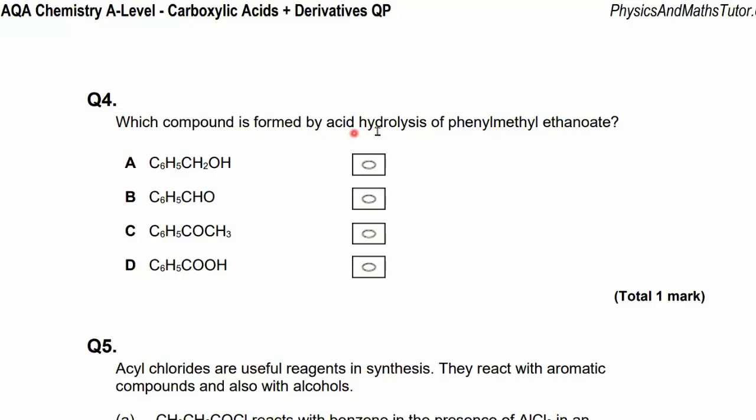Let's get down to the final question for this video on carboxylic acids. I'm going to do the rest of these questions in my next video. Which compound is formed by acid hydrolysis of phenylmethyl ethanoate? Well, if we break down that word, phenyl means it's a benzene ring that's a side chain. We've then got a methyl group attached and the ethanoate.